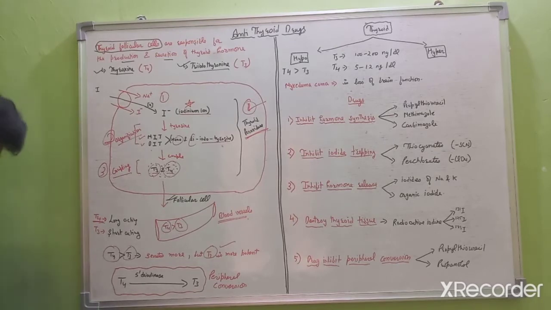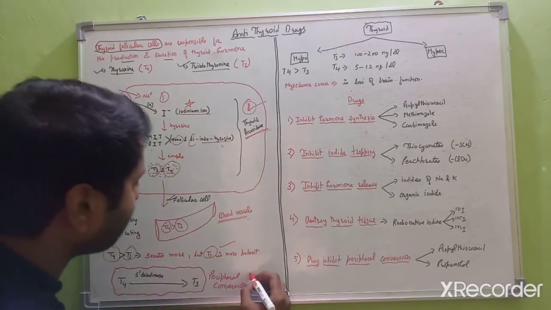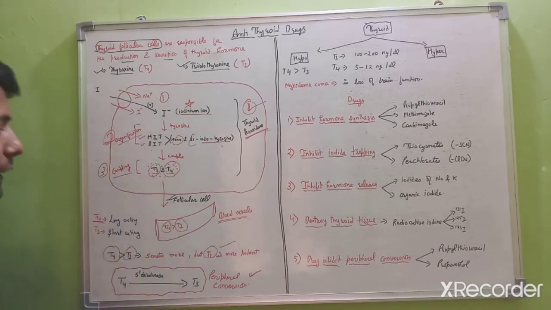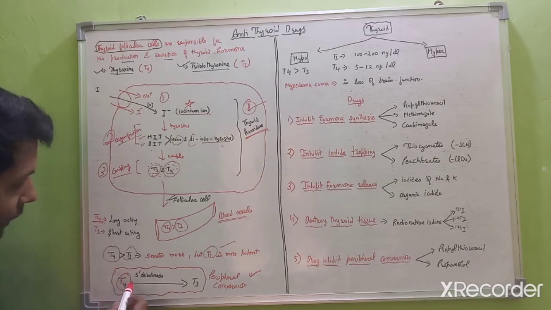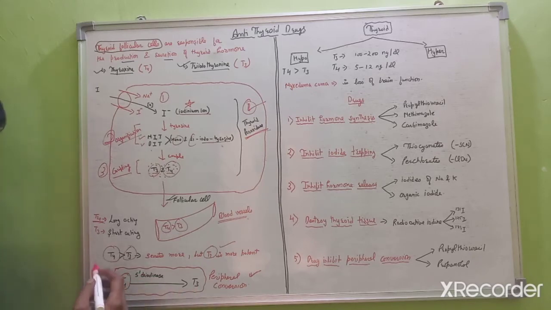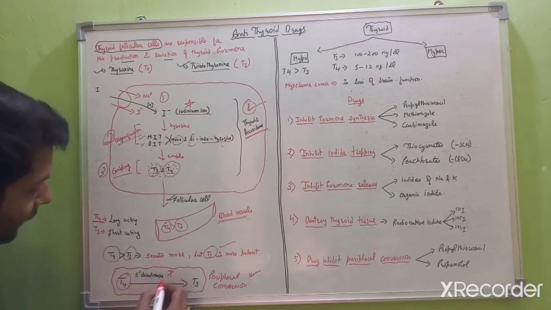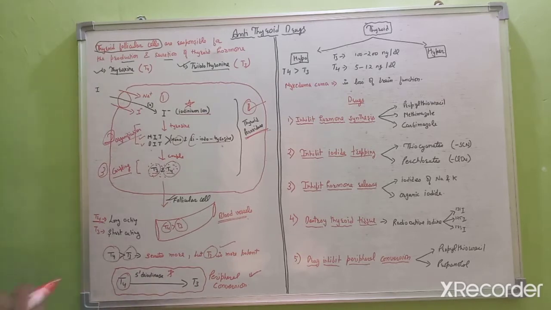So in the periphery, what happens when T4 and T3 come into the blood vessels? Actually, we want more T3. So what happens in the periphery? There is a conversion of T4 into T3 with the help of an enzyme, 5-deiodinase. This enzyme helps in the conversion of T4 into T3. This is how T4 and T3 are produced in our body and come into our blood.